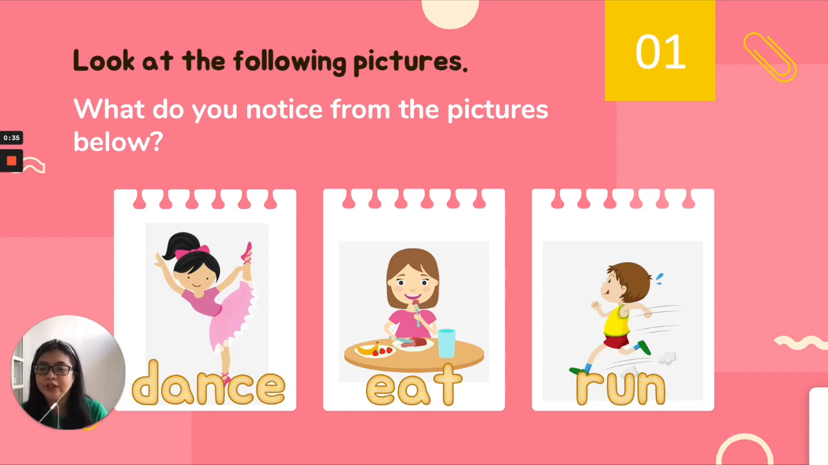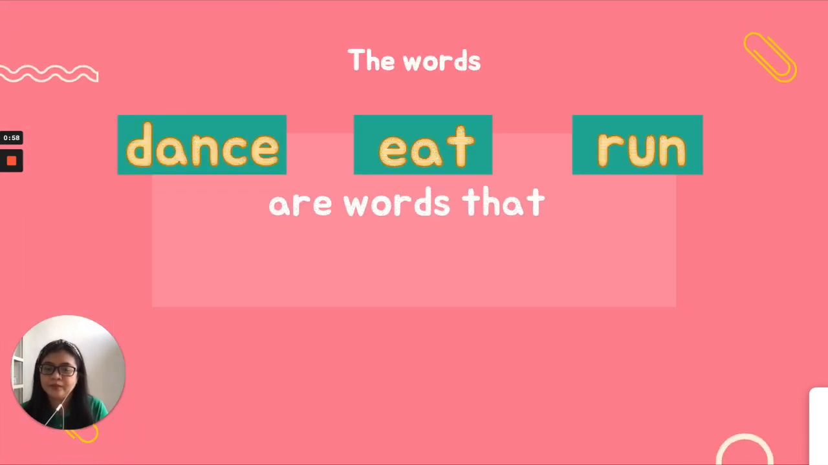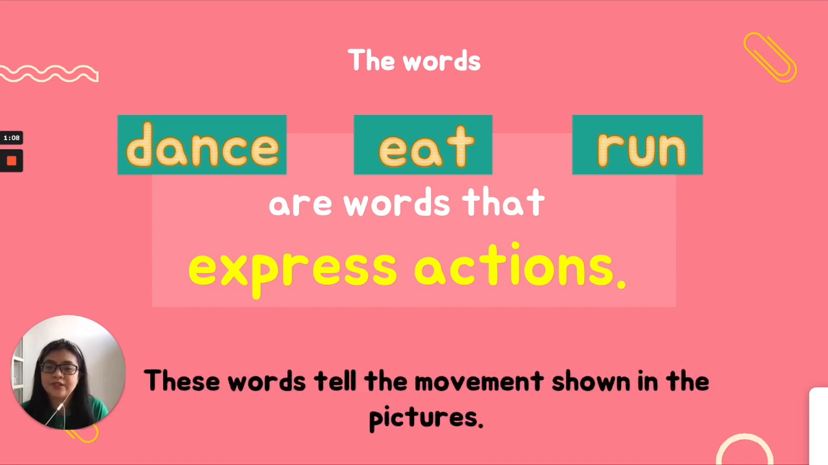If you look at these pictures closely, we can say that each picture demonstrates a movement, meaning there's a movement happening in the picture. Now the words dance, eat, and run, when you think of these words, there is a particular movement that comes with them in your mind. So basically, verbs are the words that express actions. Okay, so the words dance, eat, run are words that express actions. These words tell the movement shown in the pictures.